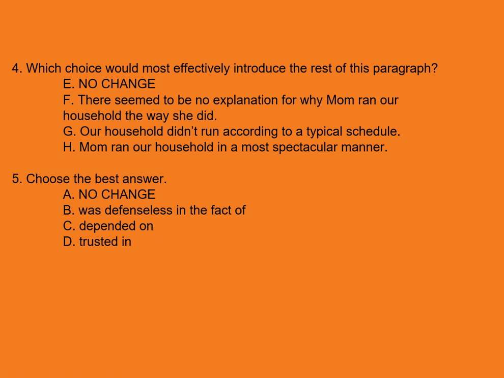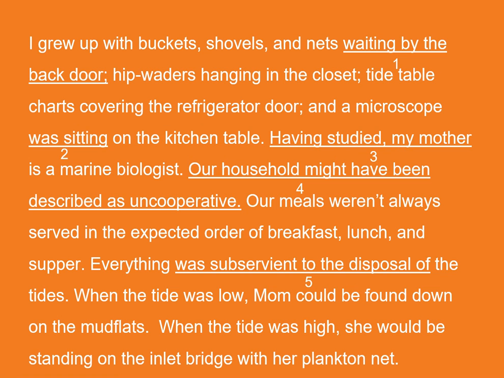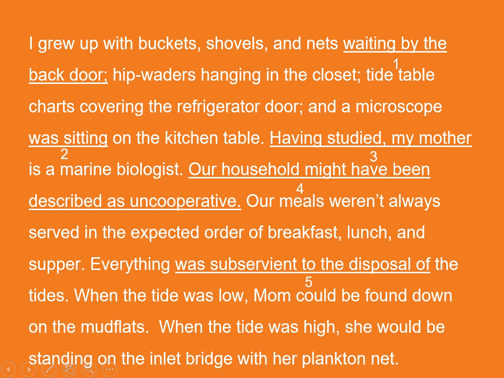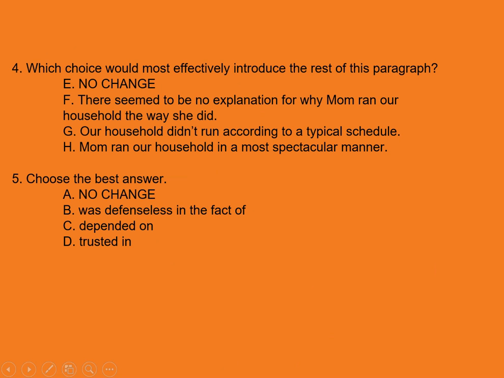Number 5, we've got another grammar and editing. So we look at number 5. Everything was subservient to the disposal of the tides. Again, could technically work, but we want the most succinct thing here. Was defenses in the fact of? No. Depended on the tides? Possibly. Trusted in the tides? Possibly. So because it's talking about the tide being low and affecting what mom is doing and what's going on in the household, we're going to say it's probably depended on as opposed to trusted in, because that trusted in is kind of weird there. So it's going to be C.